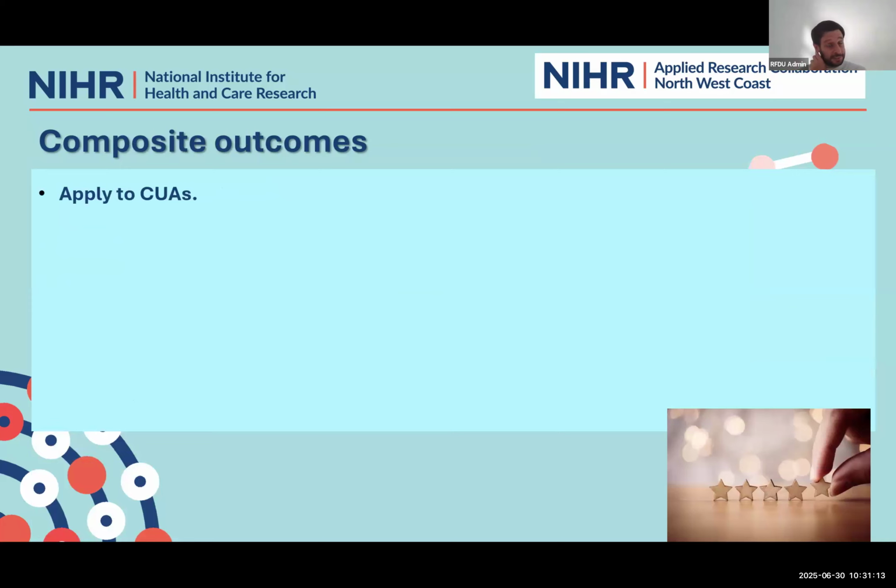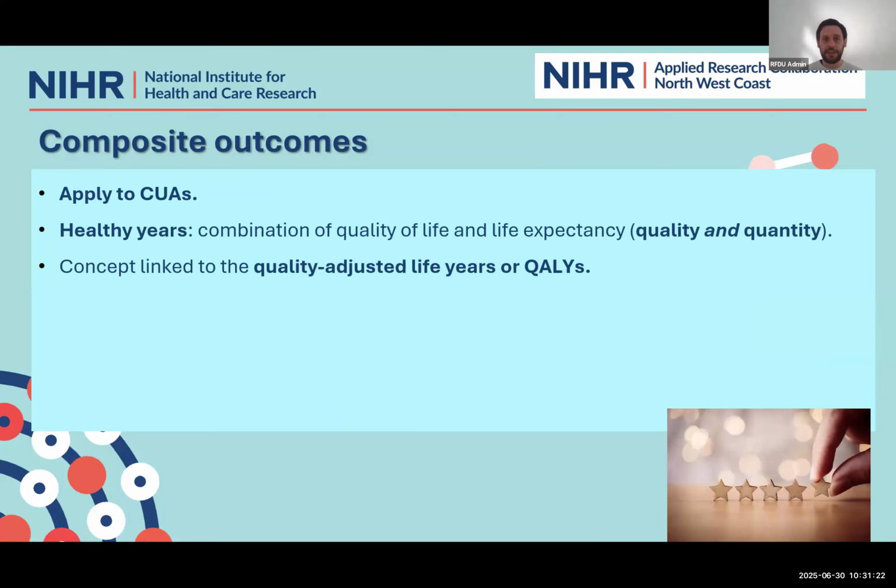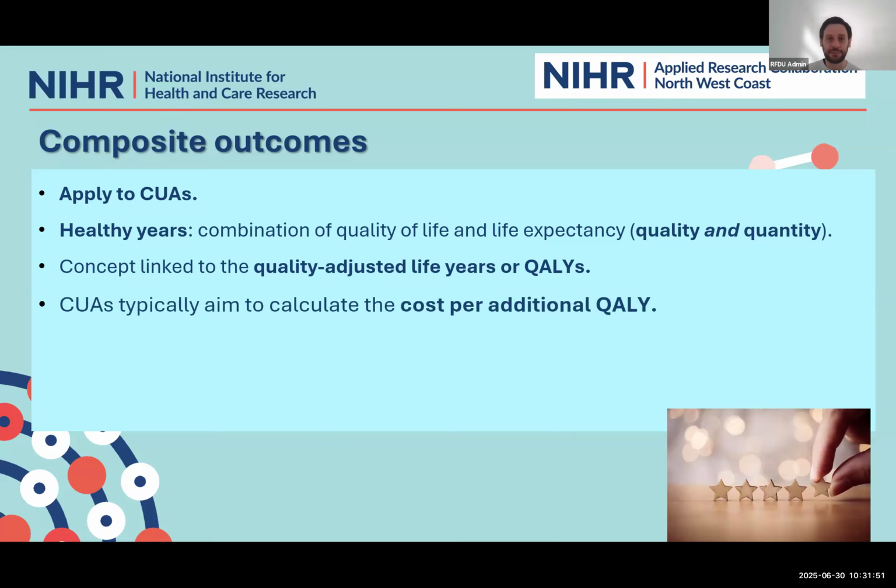In a cost utility analysis, instead, we are going to talk about composite outcomes. So we are trying to combine a couple of elements together. The typical outcome you will see in a cost utility analysis is healthy year, which is measured or estimated by the quality adjusted life years, so QALYs. And in particular with healthy years, we're trying to combine quality of life and life expectancy together, okay? Quality and quantity together. And this concept is practically measured by the quality adjusted life years, or the QALYs.